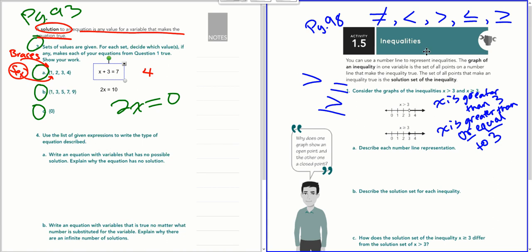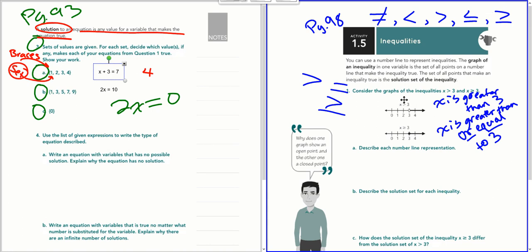Okay, now moving on to inequalities. All right, to graph the inequality, we're basically graphing all the options to make the statement true. Okay. So you probably have seen these signs before. Maybe these two are a little bit new. All right, we'll get into what that line means in just a little bit.